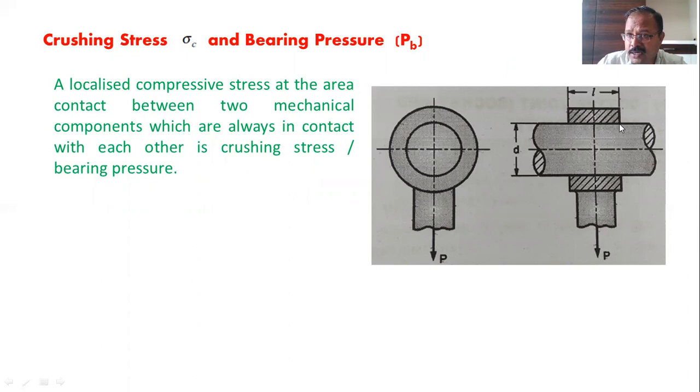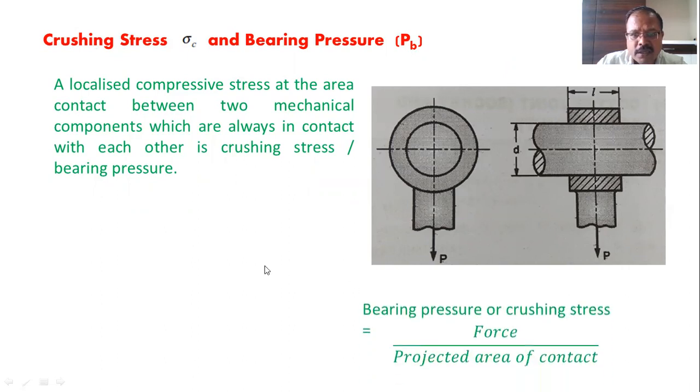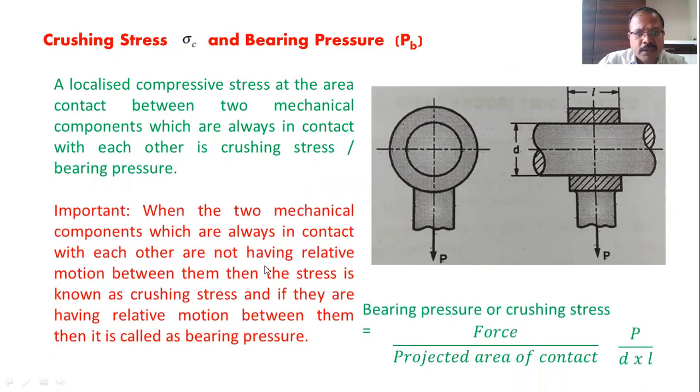That means the projected area. Then that kind of stress induced is crushing stress or bearing pressure. Now, when to consider crushing stress and when to consider bearing pressure? When two mechanical components which are always in contact with each other are not having relative motion. This is the most important thing, not having relative motion. That means if the shaft is stationary in the bearing, there is no relative motion, then that type of stress will be crushing stress.